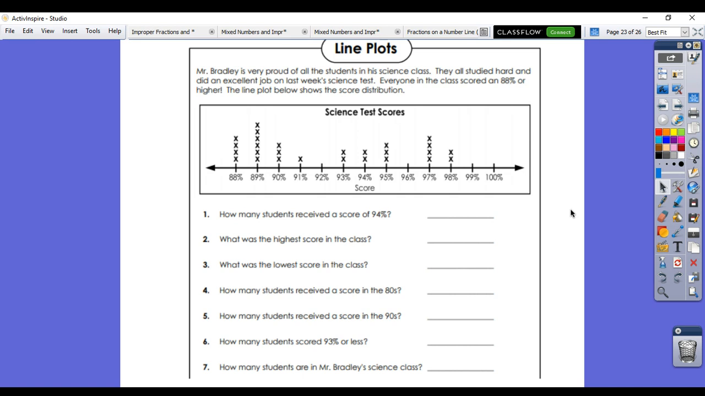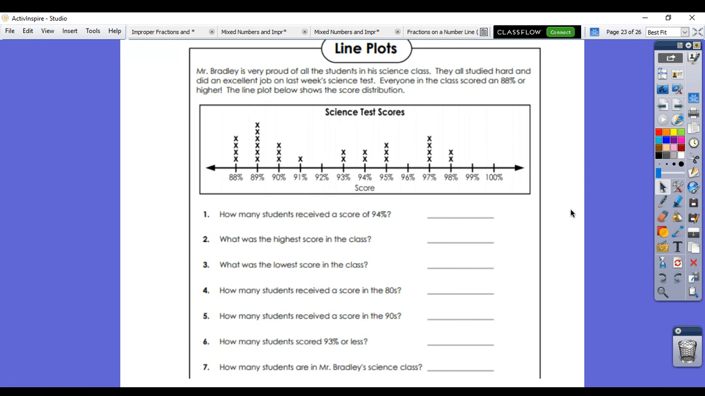Okay, let's practice answering questions about line plots. Mr. Bradley is very proud of all the students in his science class. They all studied hard and did an excellent job on last week's science test. Everyone in the class scored an 88% or higher. The line plot below shows the score distribution.